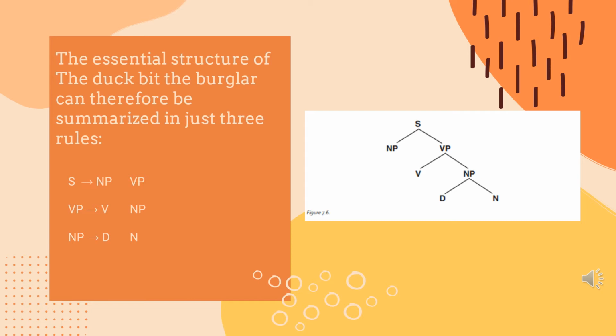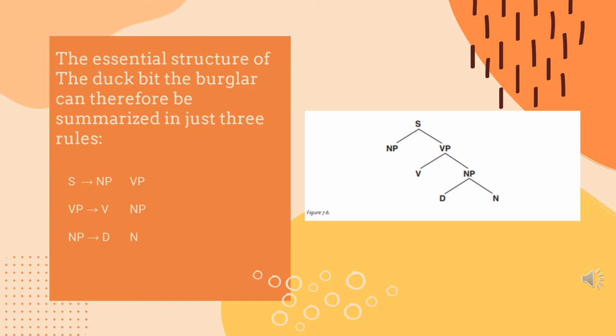The first example means replace the symbol sentence by noun phrase and verb phrase. The second, replace the symbol verb phrase by verb and noun phrase. The third, replace the symbol noun phrase by determiner and noun. The essential structure of "the dog bit the burglar" can therefore be summarized in just three rules.